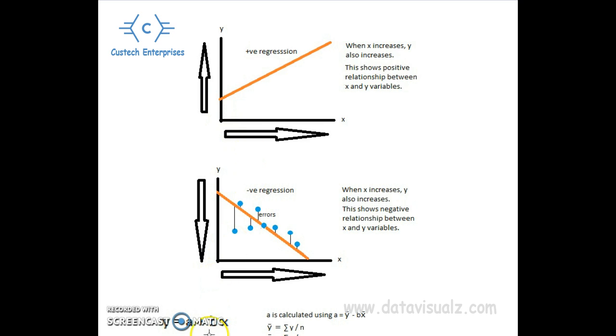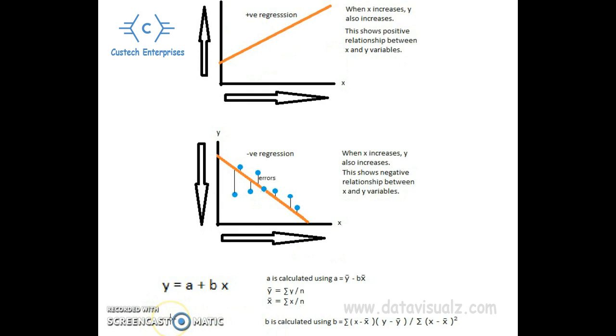How do we calculate a and b? You can see here the value of y is dependent on the value of x. If x changes, y also changes. And this is the model. This is how we predict the values of y based on the values of x.